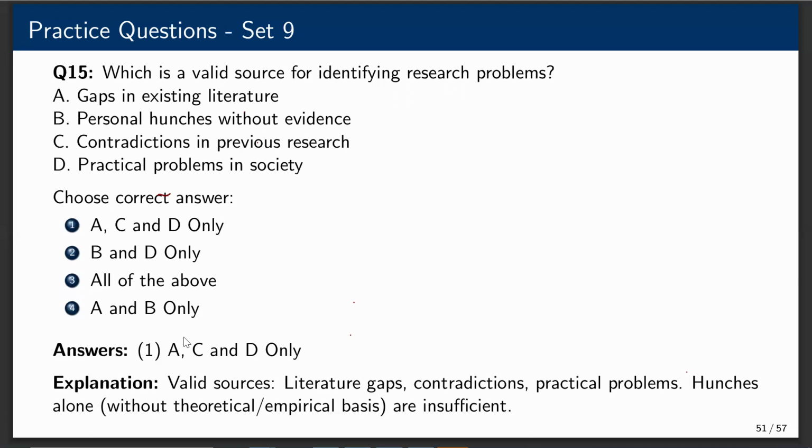Personal hunches without evidence means you will say, I feel like in Jaipur this is an economic problem. So that is your hunch. There is no evidence. Are you getting? Like sometimes we feel from sixth sense that this might be a problem, but we don't have evidence. So in that case we are not sure that it is a research problem. So that is the reason why A, C, D are correct, not B.